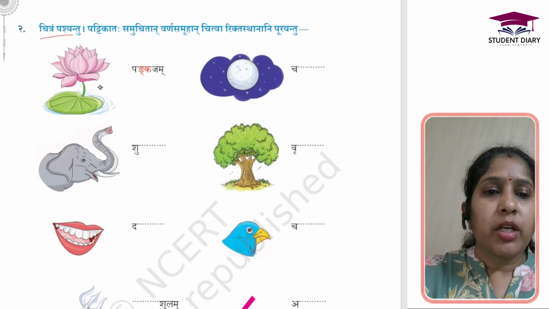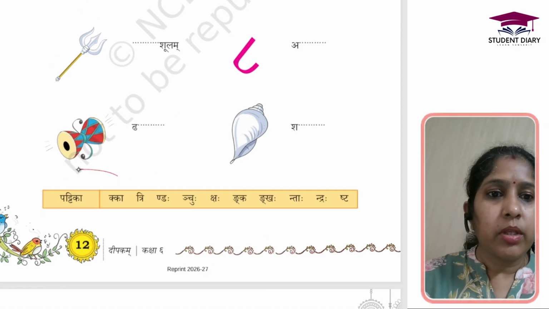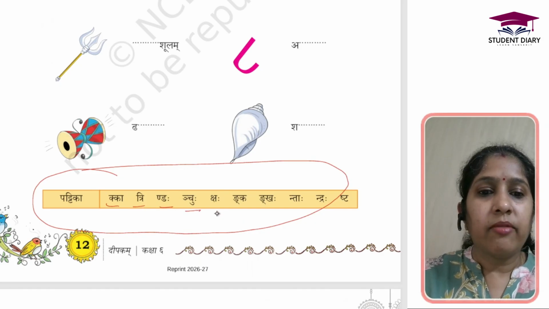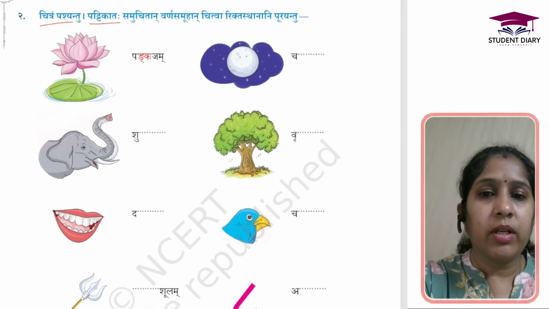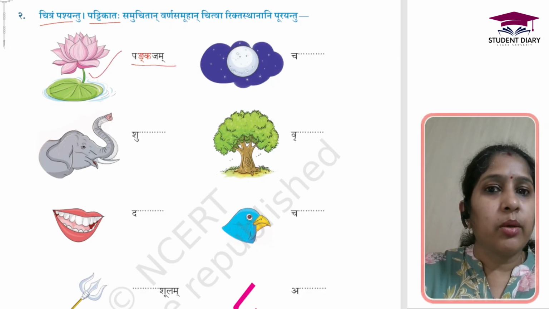They are saying that Chitram Pashyantu means look at the picture. Patikataha means the box. They have given us a patika, a row. They have given us some letters, some words which we have to join with all the words given to us. The first one they have filled for us, it's pankajam, ang and ka. Correct? Pankajam means lotus.